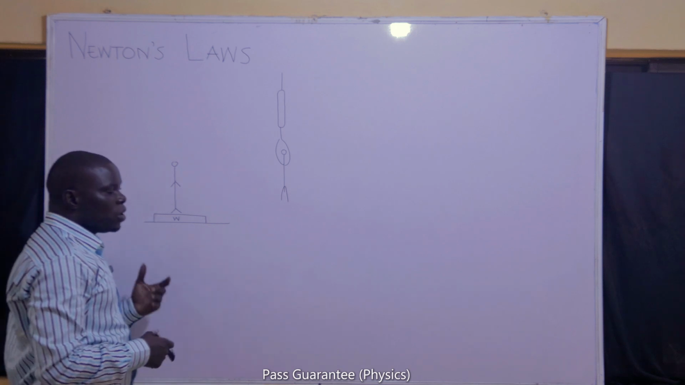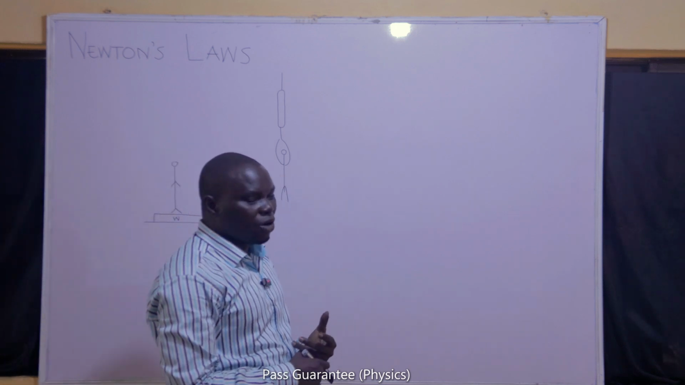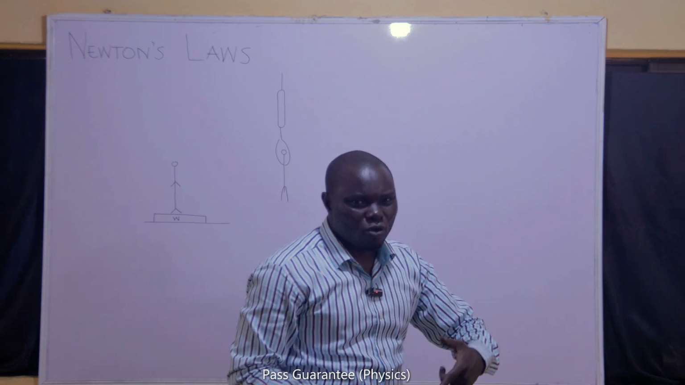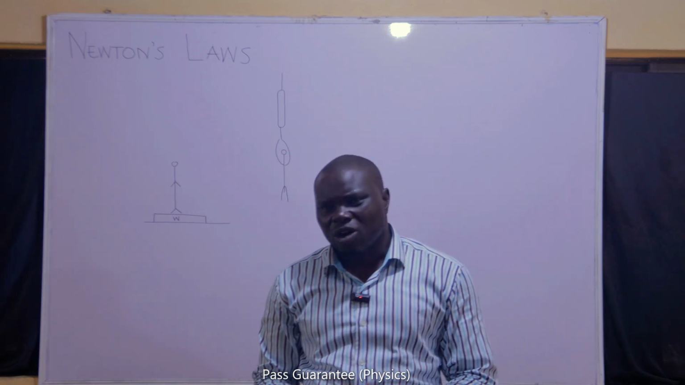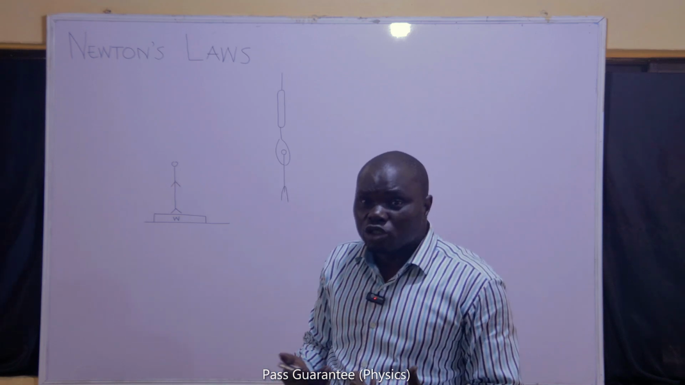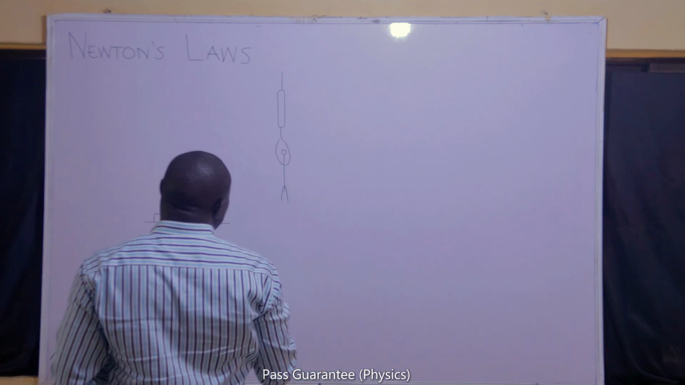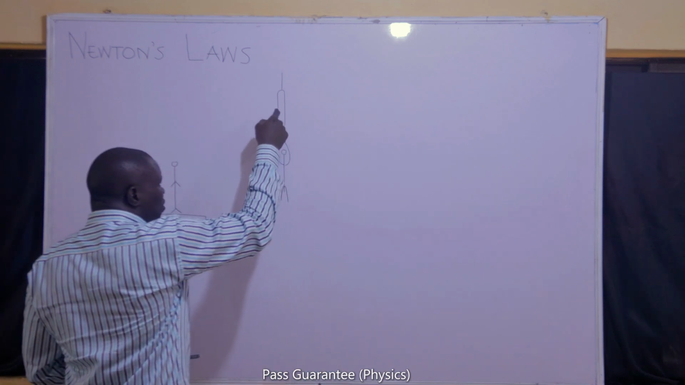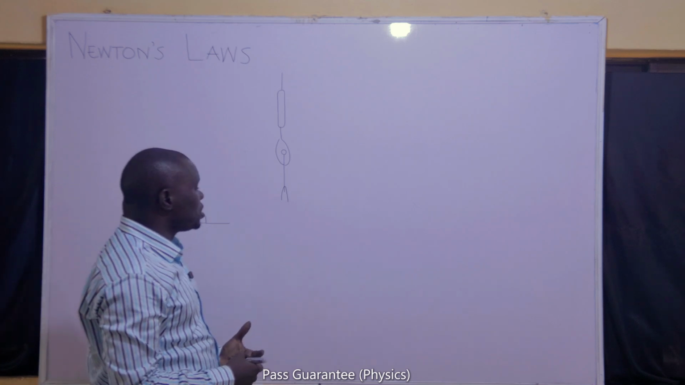When you stand on a weighing machine, you get your weight because the machine is recording a force that is equal to your weight at that time. So you just assume that it is giving you your weight. When you hold a spring balance, the spring balance is recording a force that is equal to your weight.